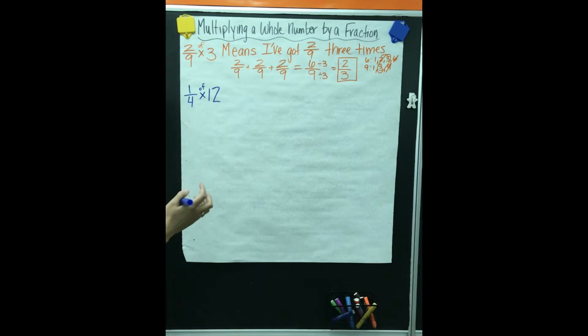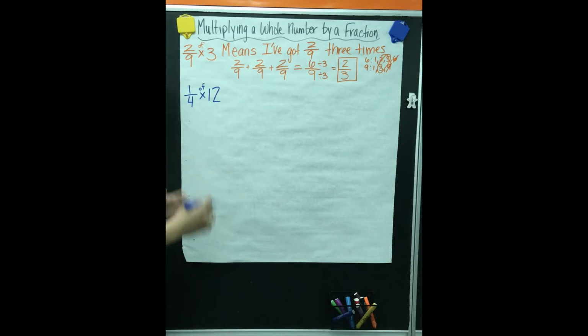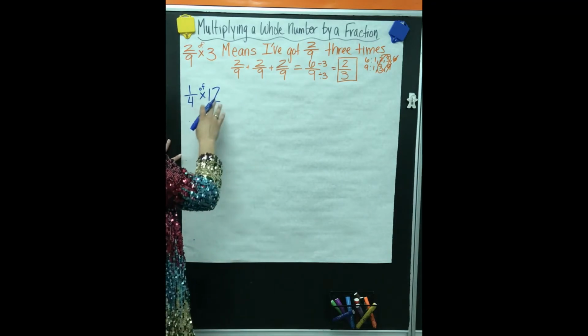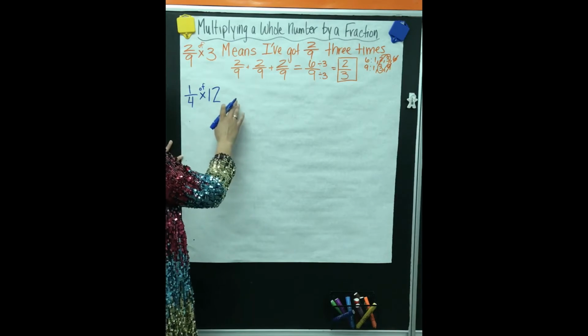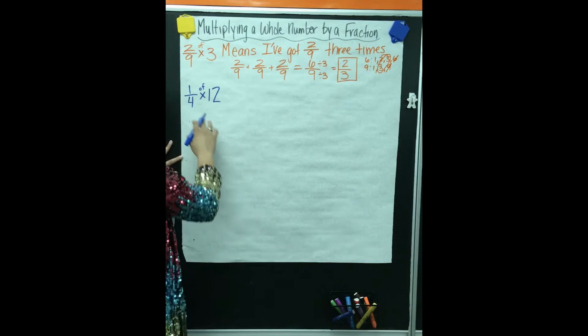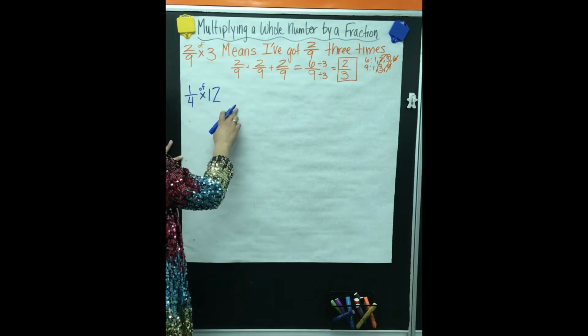Another thing I want us to pay attention to is, does 4 go into 12 evenly? Hopefully we're saying yes, because 4 times 3 equals 12, and that means that it goes in evenly. What this means for us is that our answer is going to be a whole number. So when our denominator goes into our whole number evenly, our answer will always be a whole number. I need you guys to plug that in and remember it.